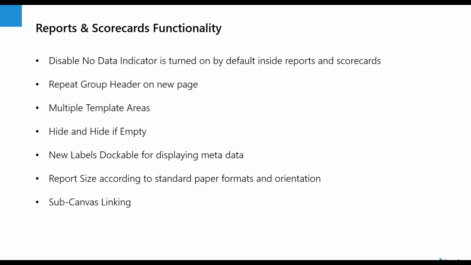So I sort of went into this when I was showing how to export multiple dashboards together. Report size is now set according to standard paper formats and orientation. Previous to V4, we allowed users to set whatever size they wanted for a report, and this caused a few issues when generating our final PDF. What we've done is we've gone through and set actual pre-sized paper sizes, and we automatically adjust your report to meet that size.